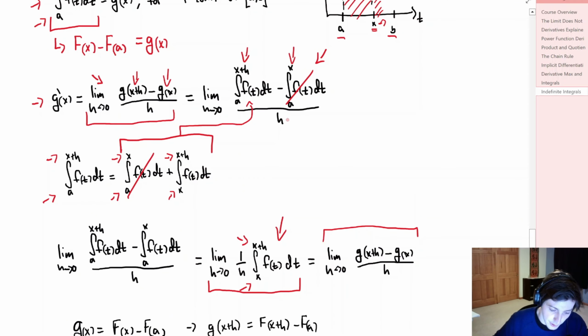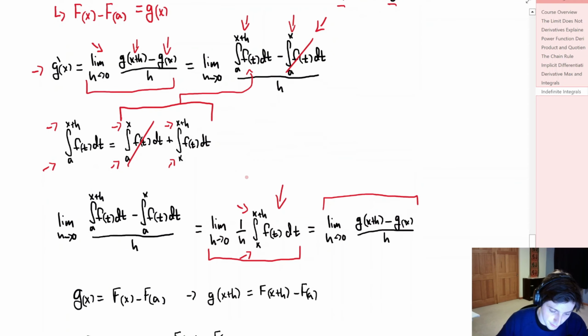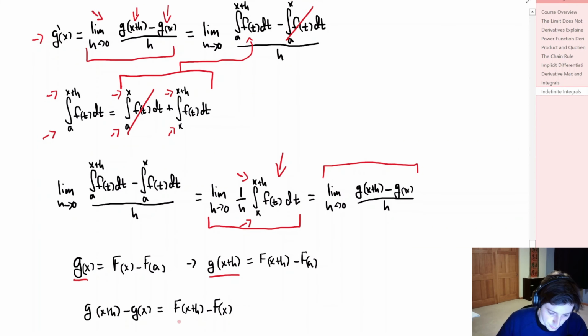Recall how we can represent g: it is capital F of x minus capital F of a. So g of x plus h is equal to capital F of x plus h minus capital F of a. If we take the difference of those two, we simply get capital F of x plus h minus capital F of x.